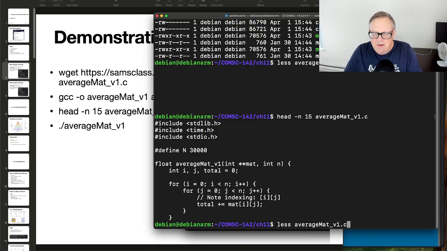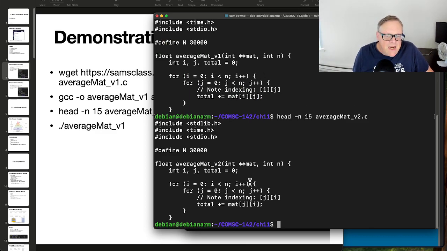So I can probably just do head -n15 average mat1.c. And then I can do the same for average mat2. So we can compare them. And the only difference is here I index by i and j, and here I index it by j and i. So they're both going to do exactly the same calculation.